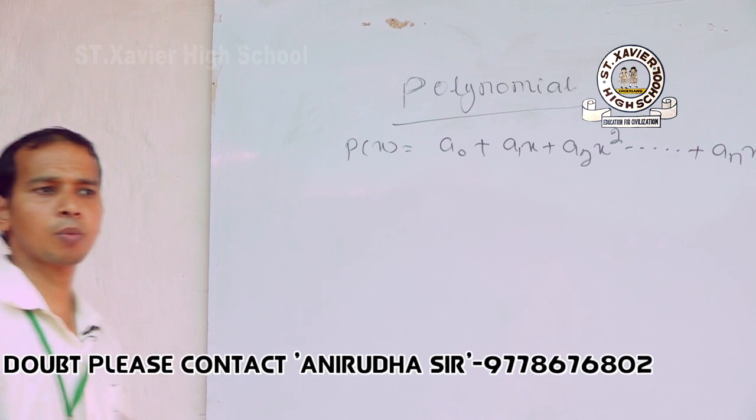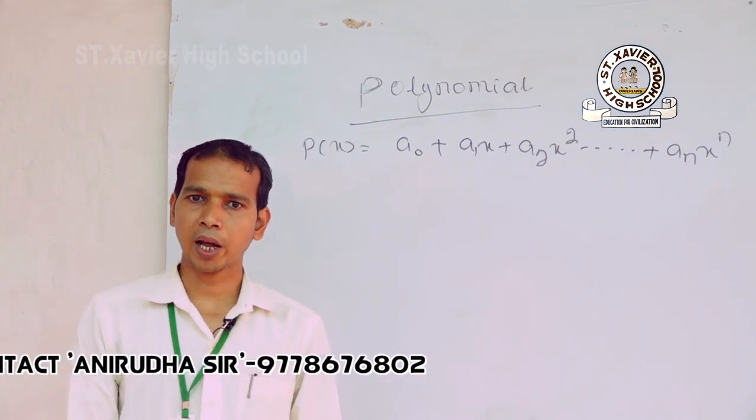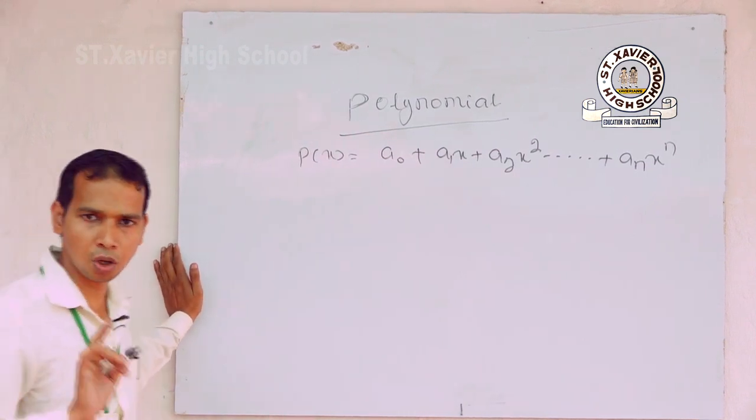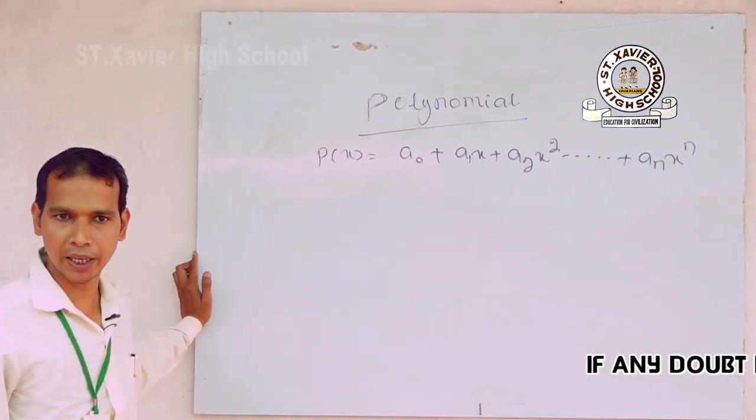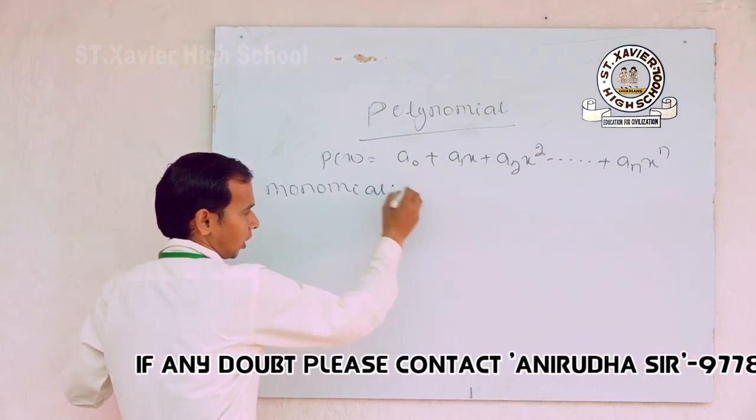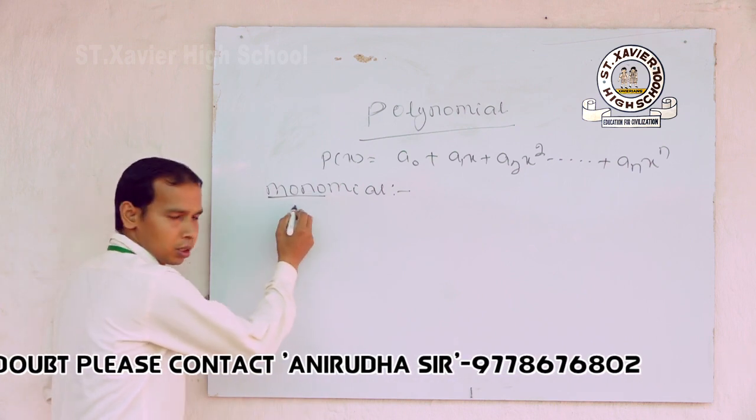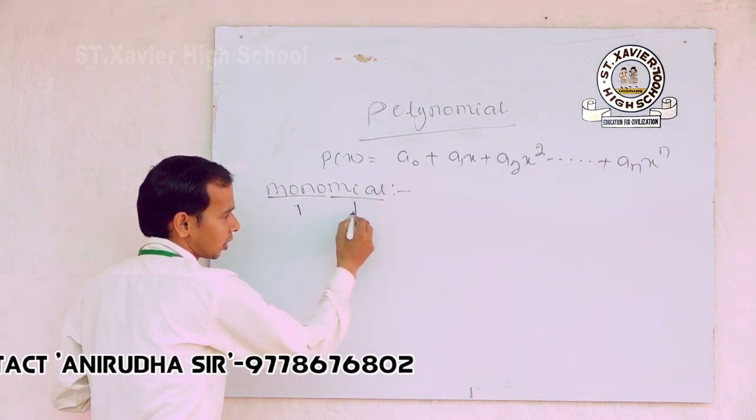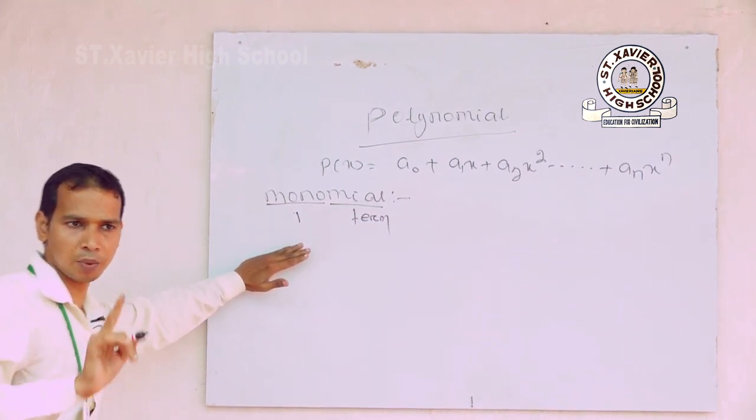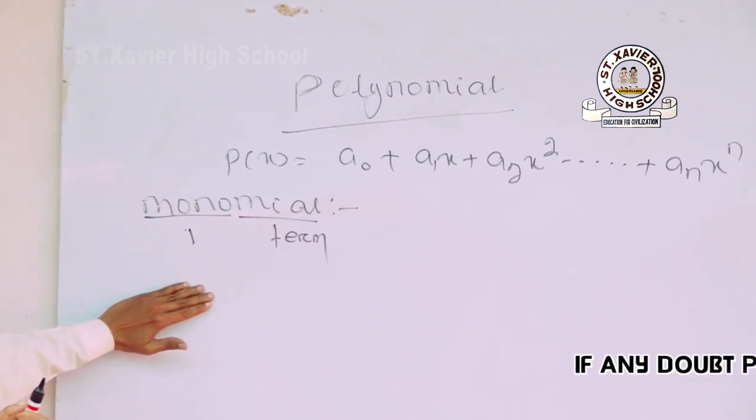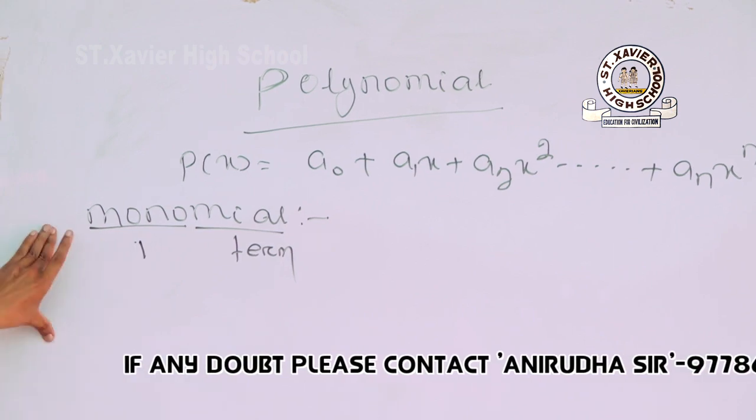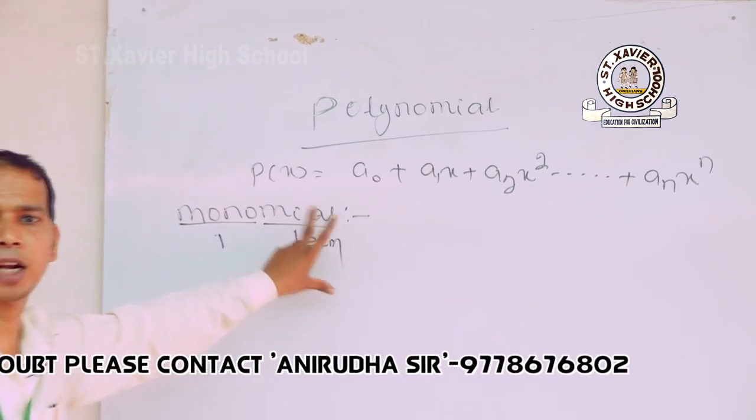So first come to types of polynomial. According to terms, polynomials are of different types. First one, monomial. Mono means one and nomial means term.